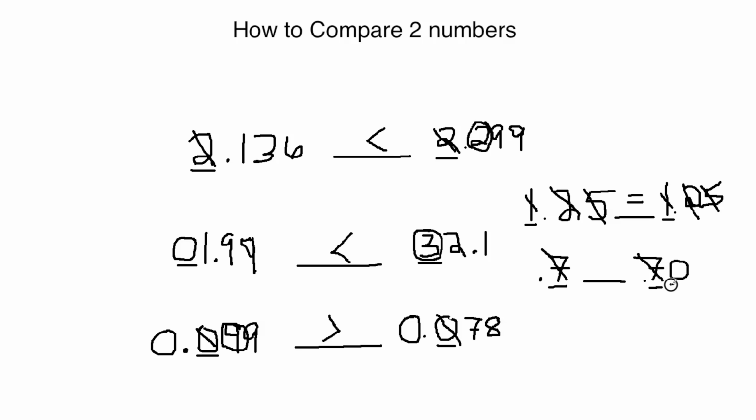Now let's go to the next place value, the hundredths. Well, this one has a 0, but this has nothing there. Because how do you say this number? 7 tenths. How do you say this number? Not 70 hundredths, but 7 tenths. So you need to add a 0. And therefore, these are the same. And therefore, 7 tenths is equal to 7 tenths. And this is how you show work and how you solve to compare two numbers.